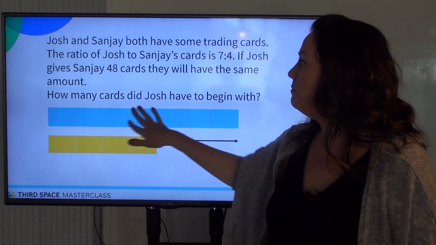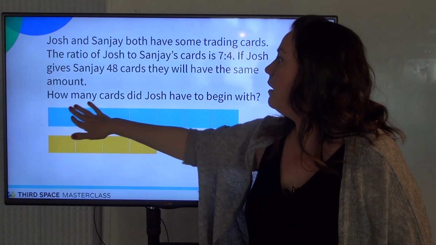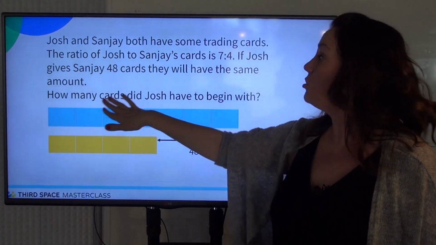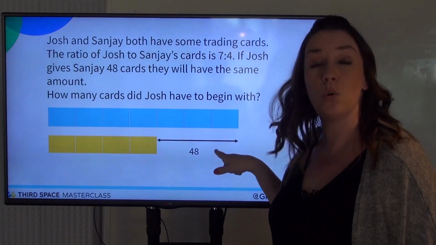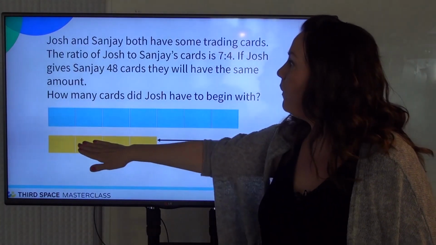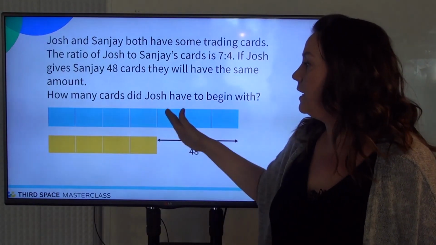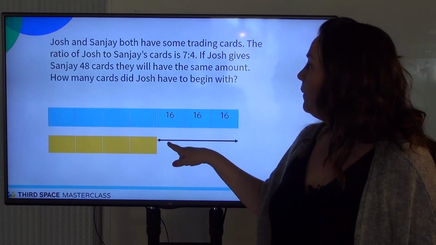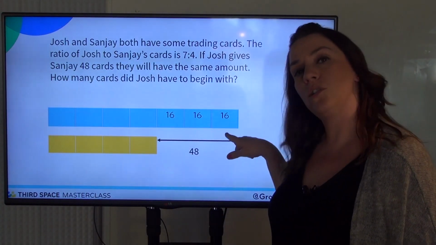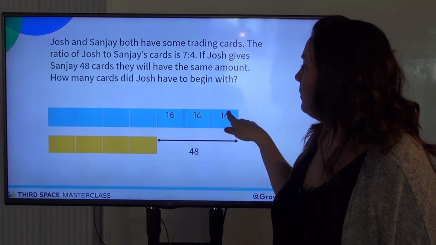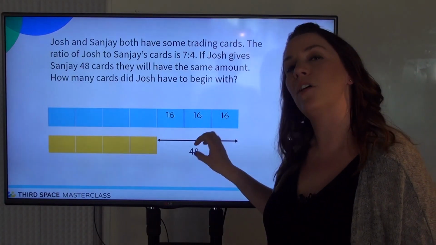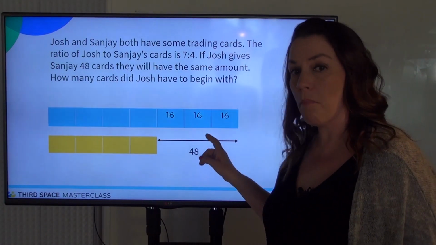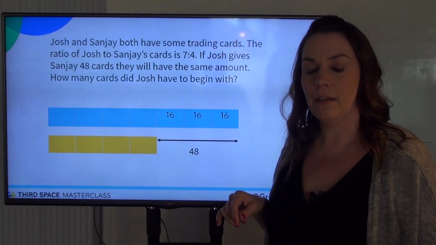So here, our 2 bars represent the cards along the top. We've got Josh's along the top, and we know that he's got 48 more. And then the bottom bar represents Sanjay, and they're split into equal parts. Now, because we know that Josh has got 48 more, we can see that 3 parts of the bar equal 48. So dividing that by 3 would tell us what 1 part is, and that's 16.